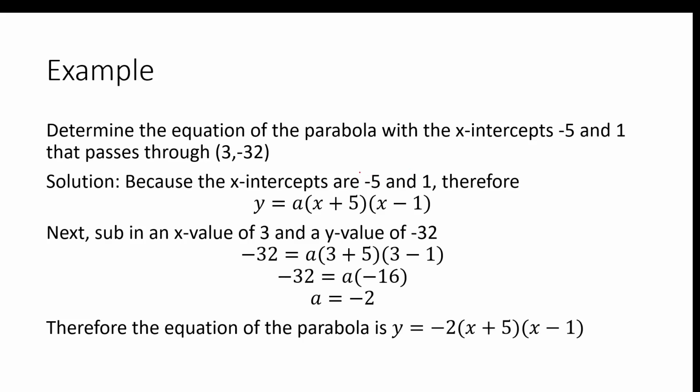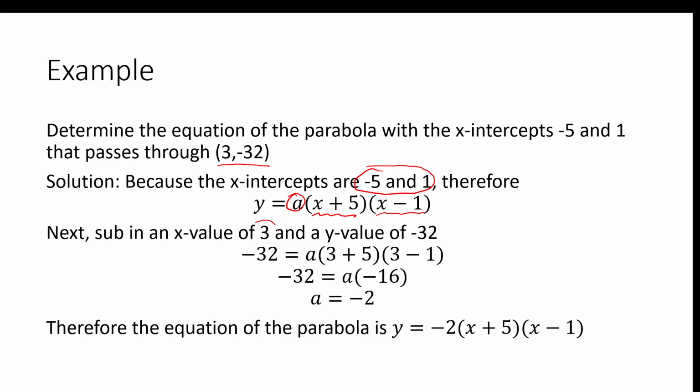Well, since the x-intercepts are -5 and +1, one of the factors will be x plus 5, and one of the factors in factored form will be x minus 1. Notice how we're changing those signs. And we'll be able to say then that y is equal to a times (x plus 5) times (x minus 1). Now we need to know what the value of a is, so we're going to sub in a known point other than the 2 that we used to get it into factored form.